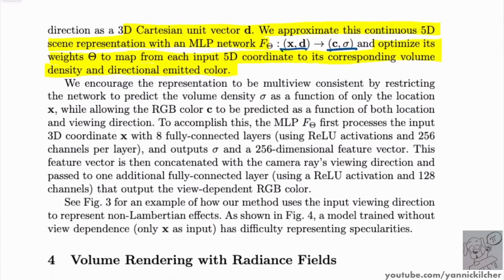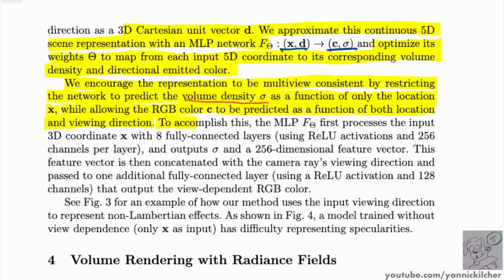There are lots of engineering tricks here. For example, we encourage the representation to be multi-view consistent by restricting the network to predict the volume density as a function of only the location X, while allowing the RGB color to be predicted as a function of both location and viewing direction. So the reasoning here is that the volume density is not dependent on the direction. Even if something is kind of transparent, it's going to be the same transparency from different directions. There's only a very limited amount of materials where that is not the case.